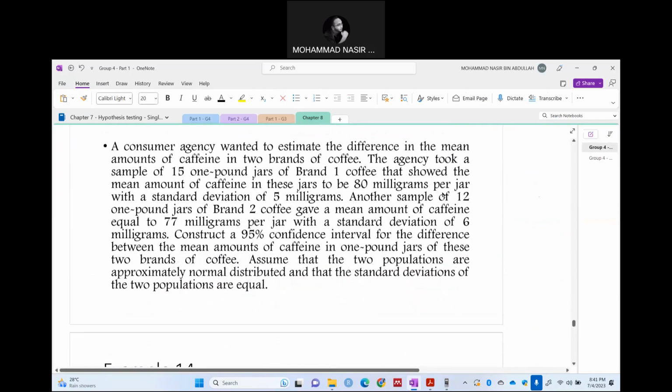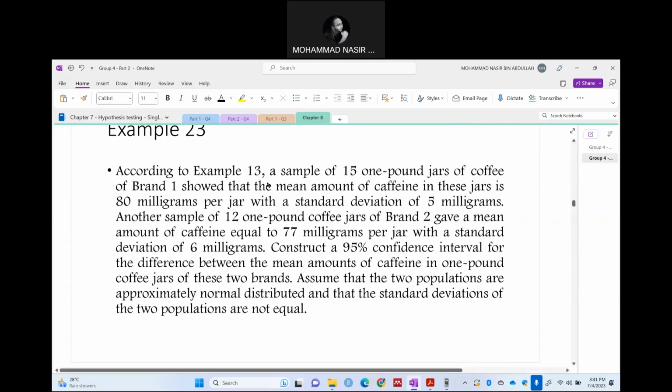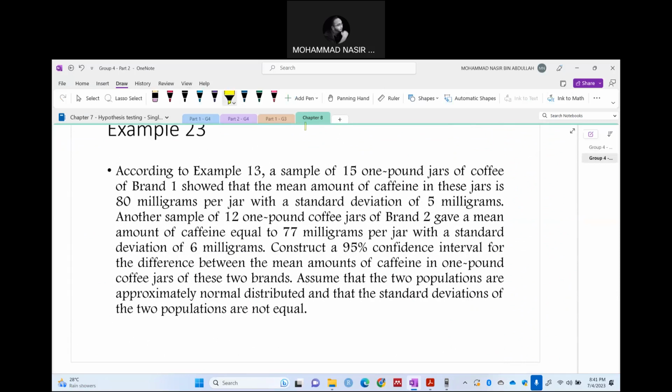So 14, 13. Oh, yesterday we didn't look at example 13. Right, it's okay. So a sample of 15 one-pound jars of coffee brand 1 shows that the mean amount of caffeine is 80 milligrams, with standard deviation 5 milligrams. Another sample of 12 one-pound jars of brand 2 has mean equal to 77 and standard deviation equal to 6.